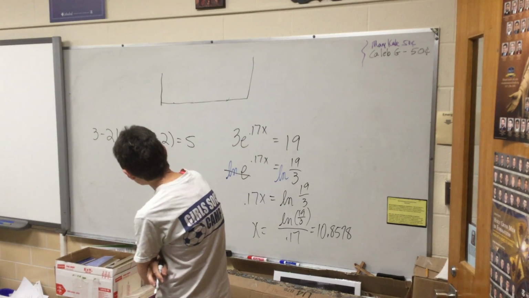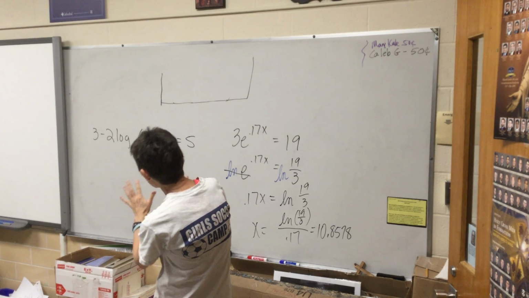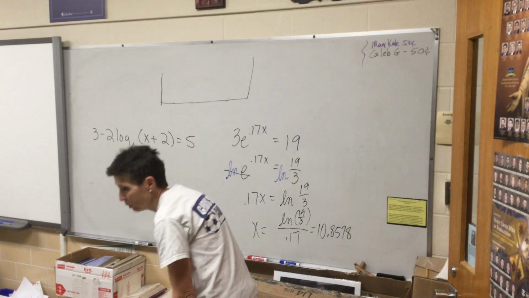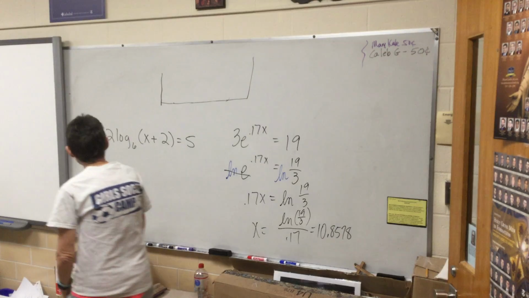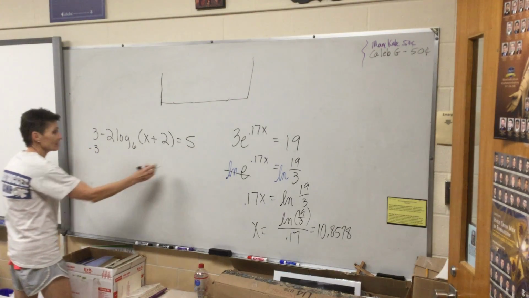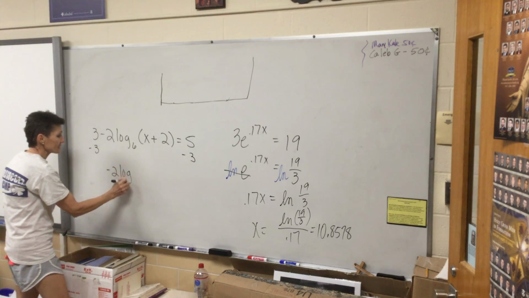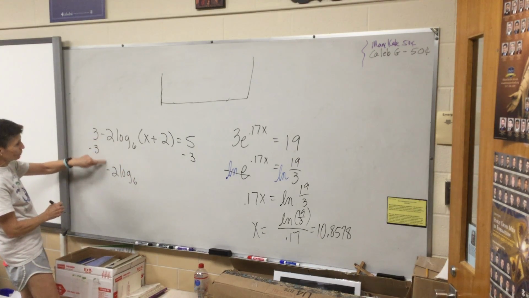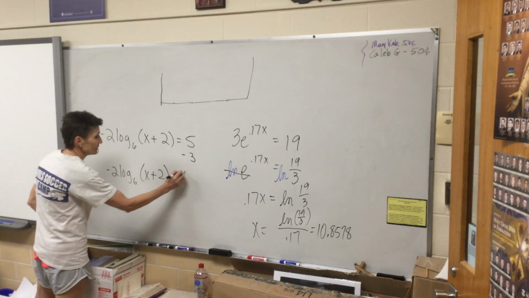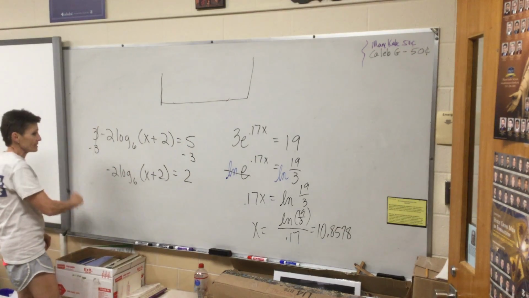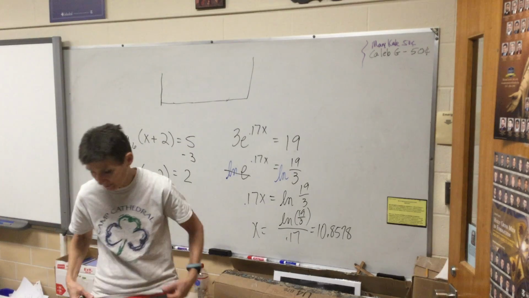Does anyone have a thought? Look at it, it's an equation. Think about what you would do in a regular equation. Would you subtract 3? Exactly. Very good. We're going to subtract the 3. So we have -2 log 6, x plus 2, equals 2. By the way, that is a negative. Don't lose it. I subtracted 3, so those are gone, and that makes 2. Very good. That's perfect.